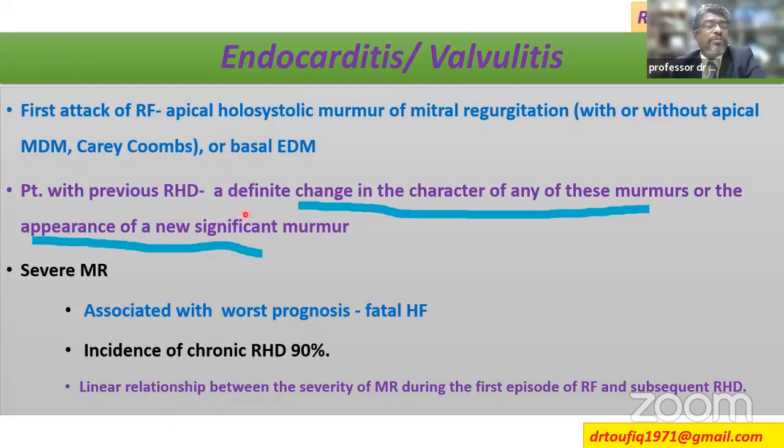In a patient with previous rheumatic heart disease, a definite change in the character of any of these murmurs, or the presence of any significant murmur, is important. That is, if the pattern of the murmur has changed or there is the appearance of a new murmur, that indicates the patient has developed acute rheumatic fever, or there is a recurrent rheumatic fever. Severe mitral regurgitation is associated with the worst prognosis. Fatal heart failure may develop due to severe mitral regurgitation. Incidence of chronic rheumatic heart disease is 90%. There is a linear relation between the severity of MR during the first episode of rheumatic fever and subsequent rheumatic heart disease.